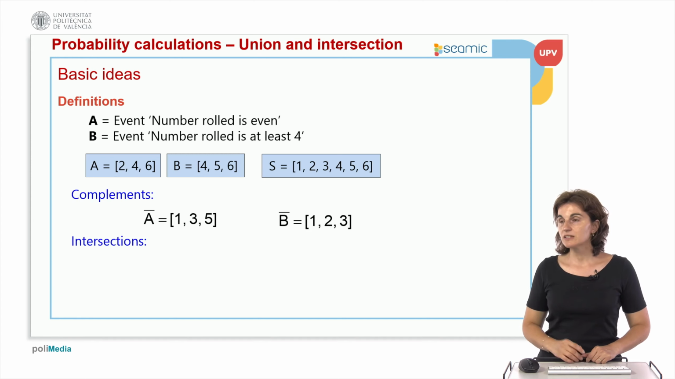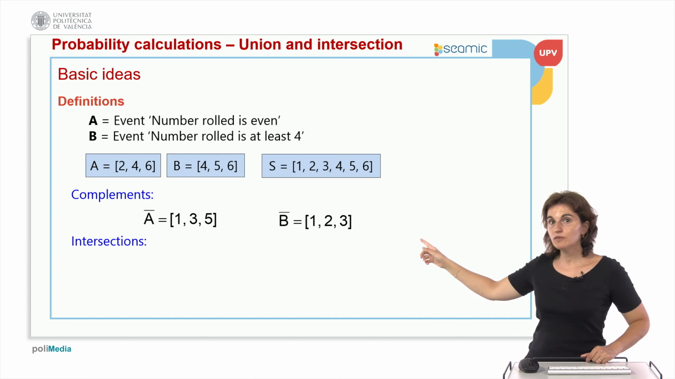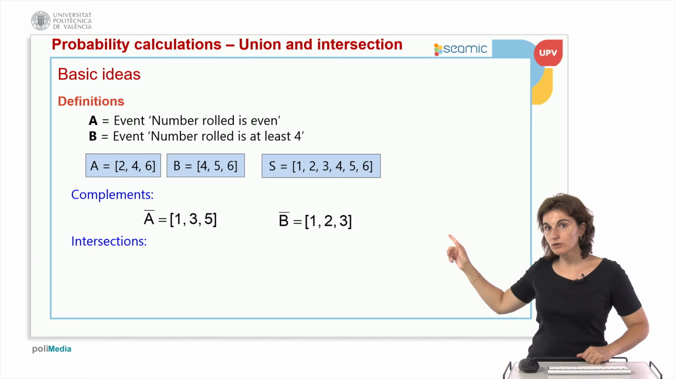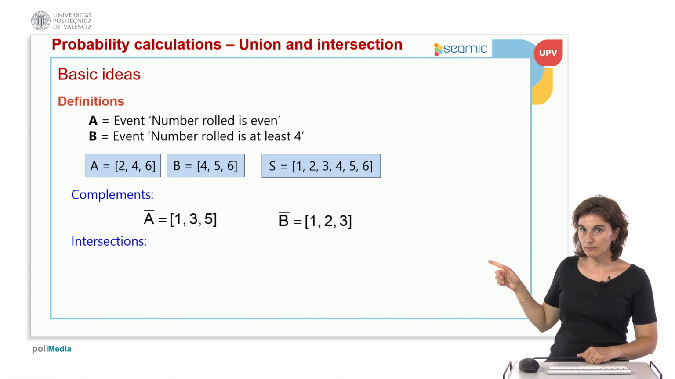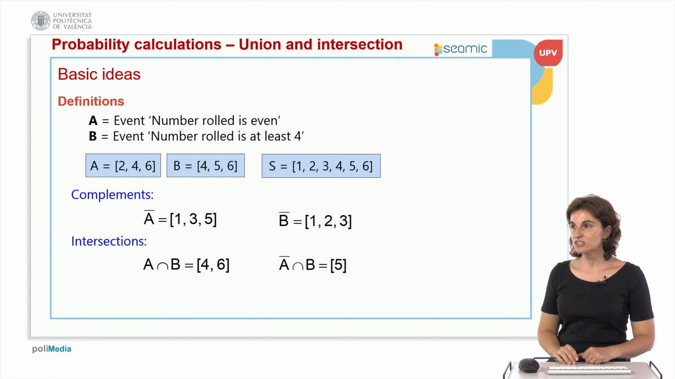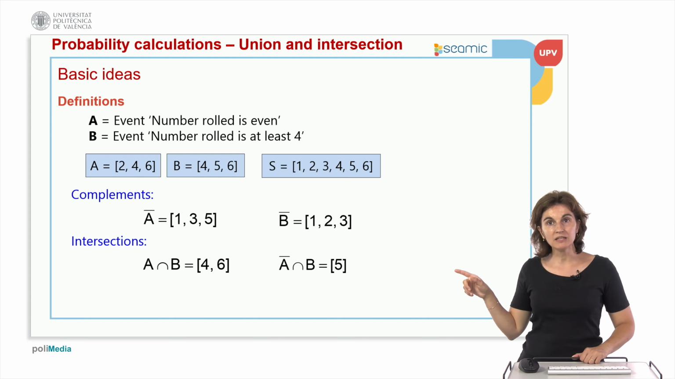So the complement of A would be the set of numbers that are not included in A. And also the complement of B would be the set of numbers that are not included in B. Between this set of numbers, we could define the intersection of A and B. We can see that the intersection between A and B is the set of numbers 4 and 6.